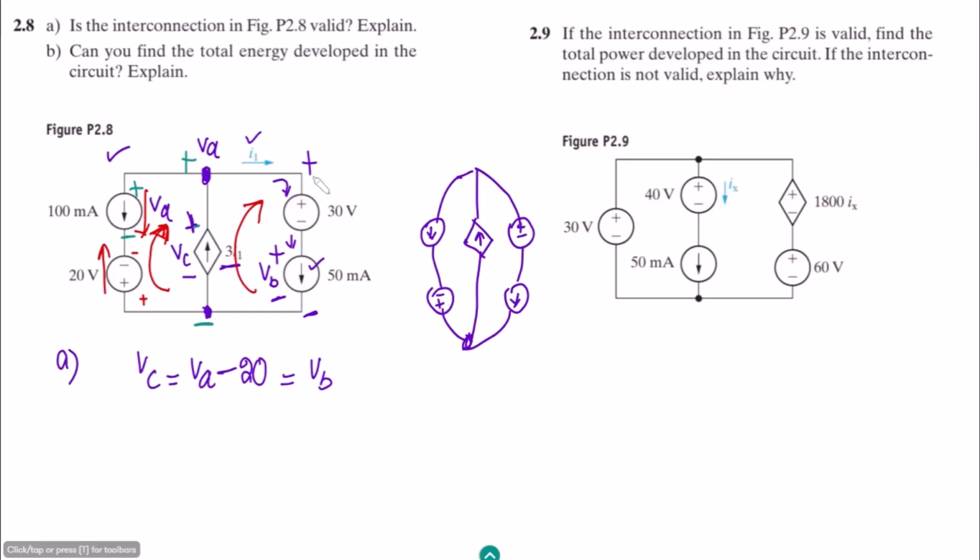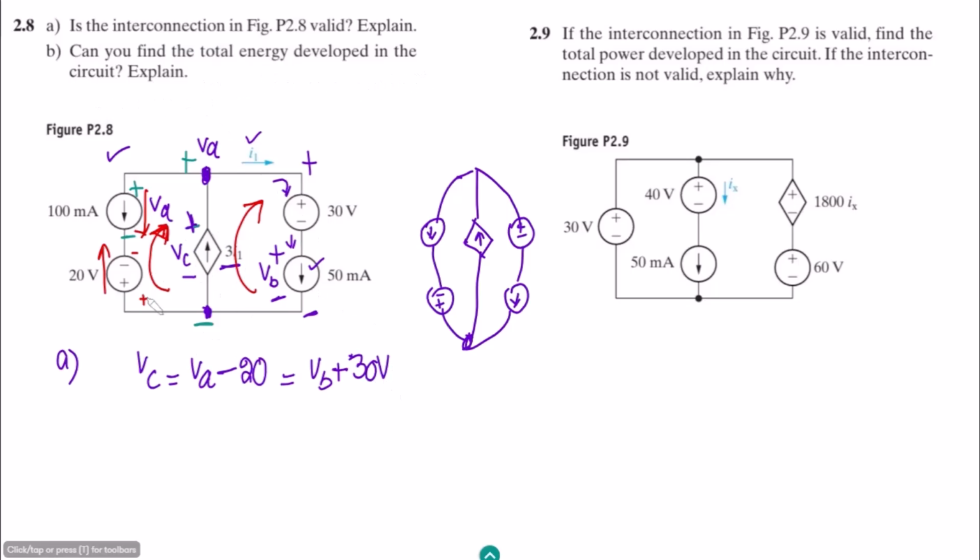So applying KVL across this branch, what will we get? These two voltages will add with each other, so VB plus 30 volts. So this shows that this is a valid circuit. This is the validity of the circuit. Can you find the total energy developed in the circuit?